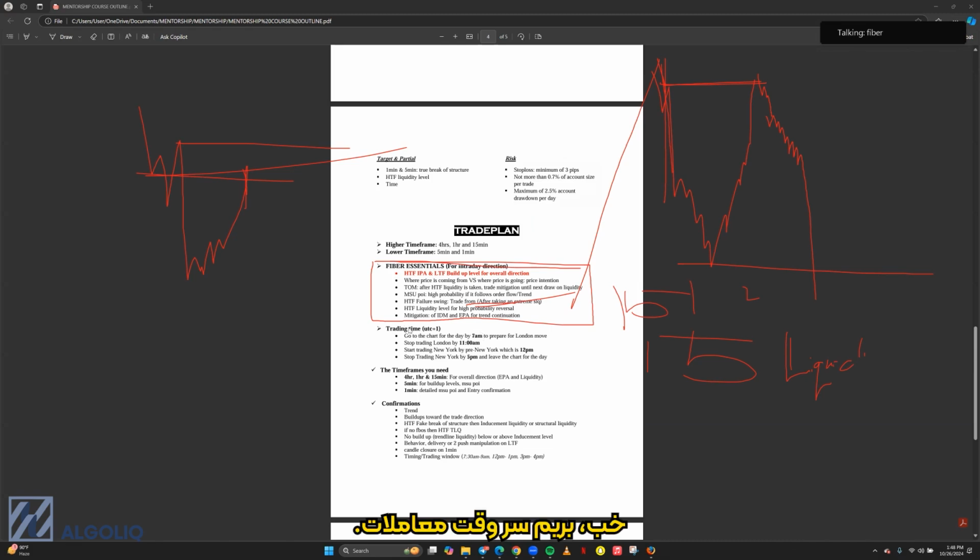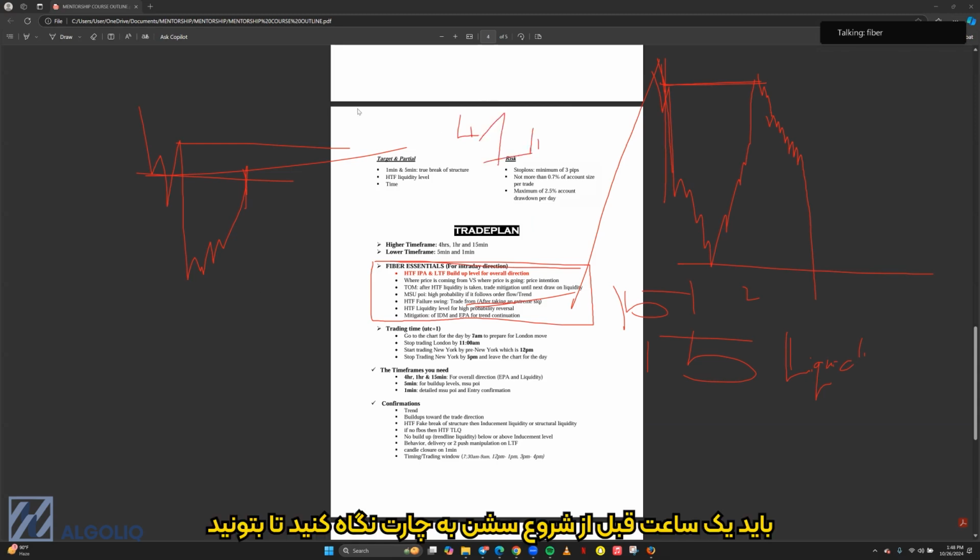All right. So going to the trading time, UTC plus 1, this is my time. You have to convert this time to your own time. So you go to the chart for the day at 7 a.m. to prepare for London. Whatever session you are trading, if you're trading London or New York, you need to go to the chart 1 hour before the session so that you can understand what has happened the previous session and prepare yourself to trade the next session.